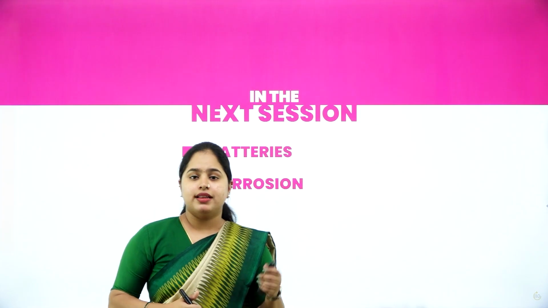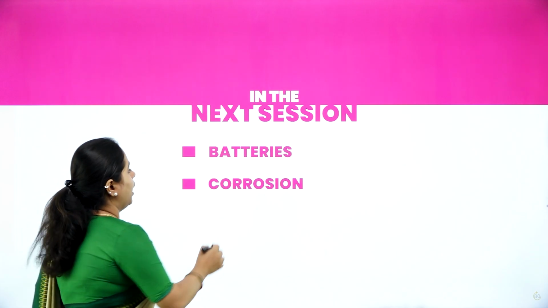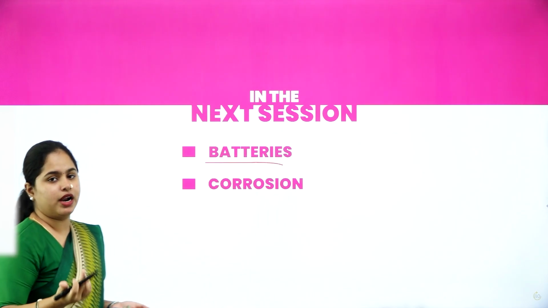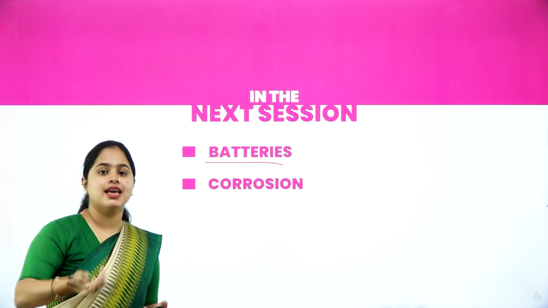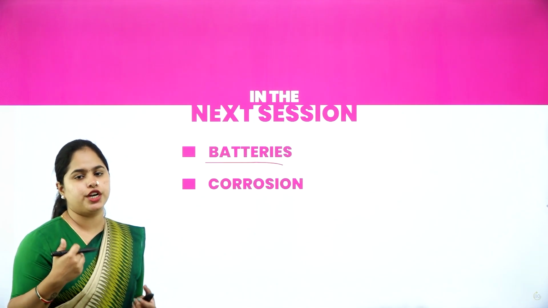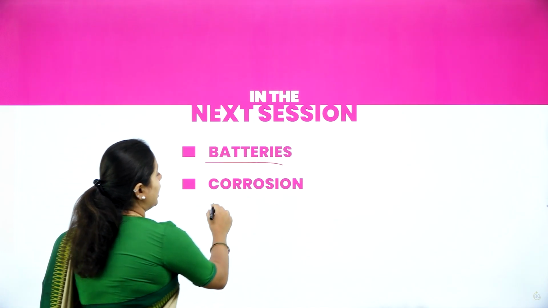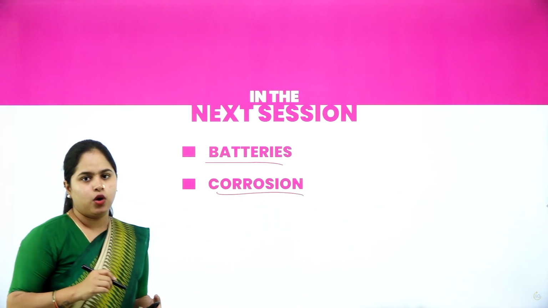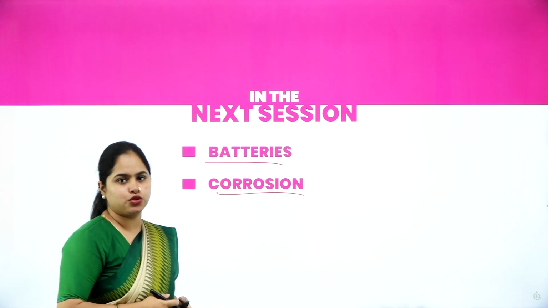In the next session, we are going to study batteries, different types of batteries, primary and secondary batteries, and in that we have to study a few types of batteries. And the last one is corrosion. By this, we'll come to an end to this chapter.